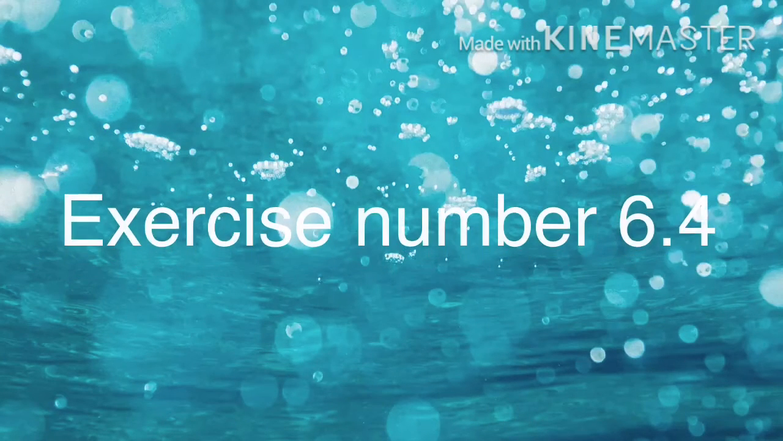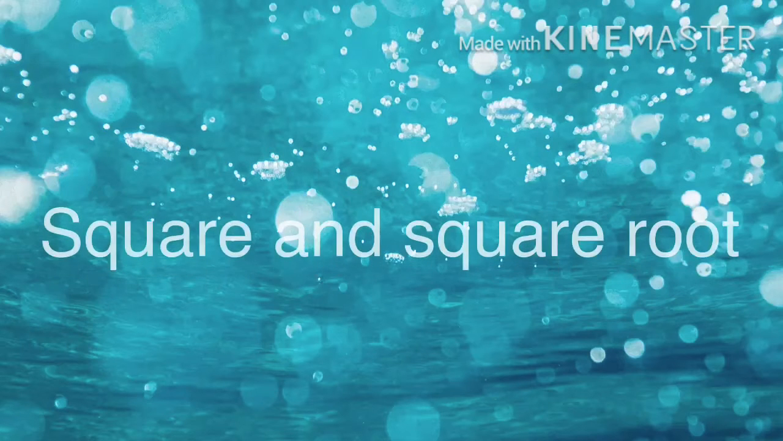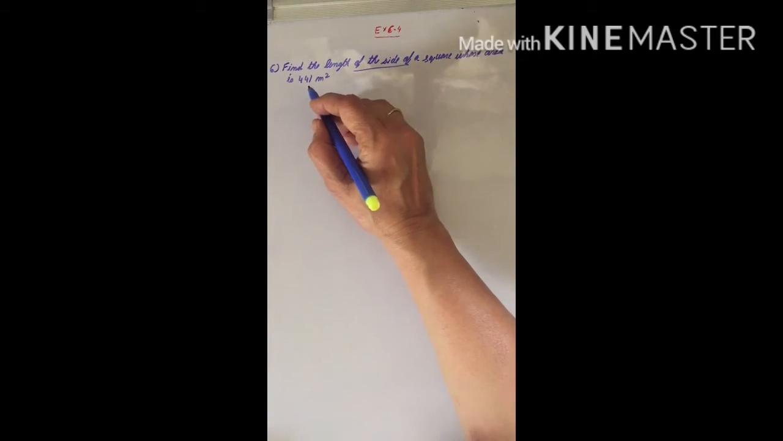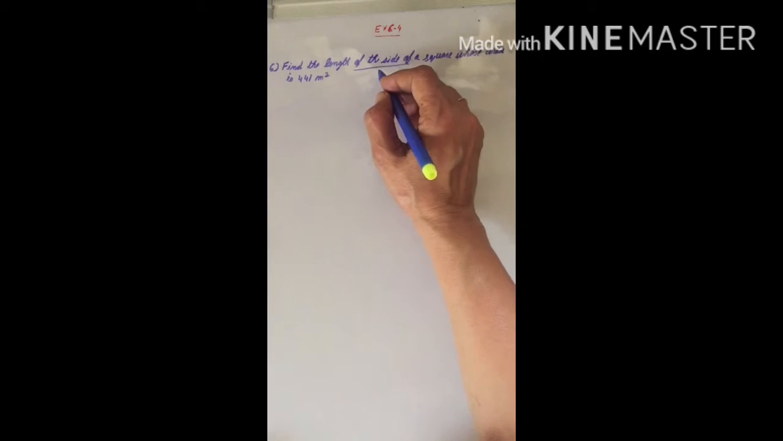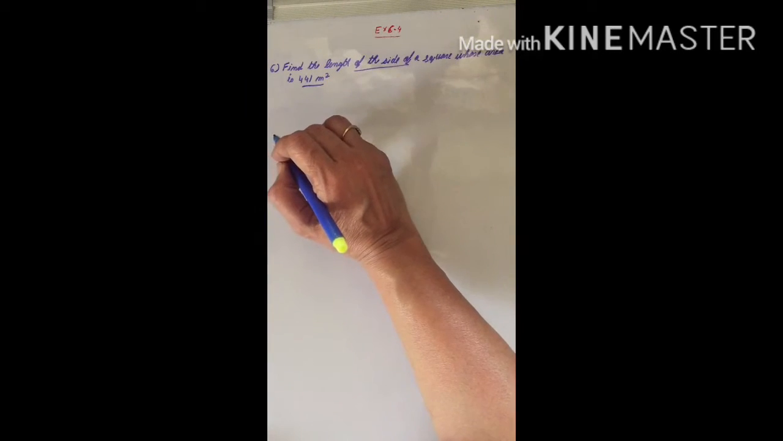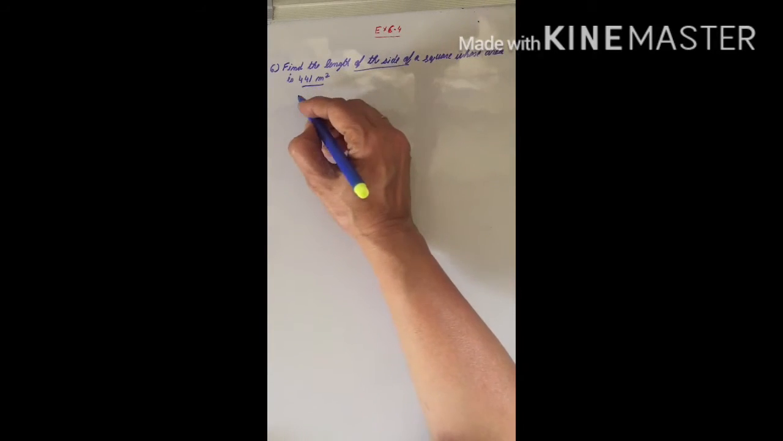Children, we are doing exercise number 6.4 of chapter number 6, that is square and square root. Today we are going to do question number 6 of exercise 6.4. The question is, find the length of the side of a square whose area is 441 square meter. Now here the length of the side of the square is not given. So what will we do?